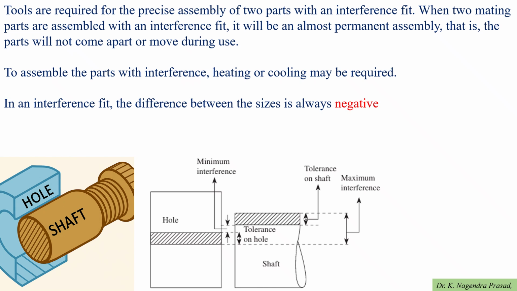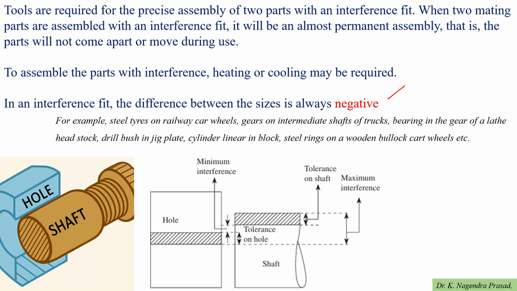Moreover, to assemble parts with interference, heating or cooling may be required, because here the shaft dimension is larger than the hole dimension, so it will not enter the hole otherwise. In this condition, heating and cooling processes are required. In the clearance fit, the difference between the sizes is always positive, but in the interference fit, the difference between the sizes is always negative.